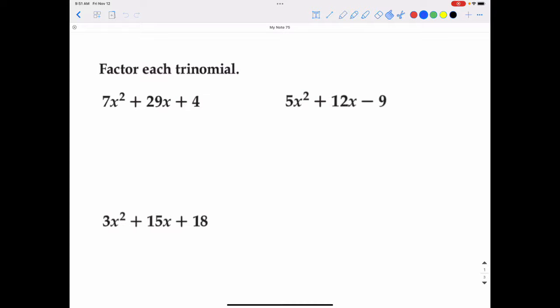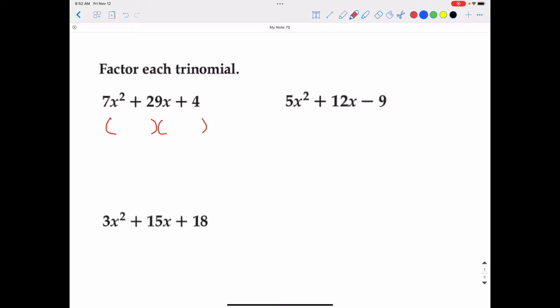Here are some more factoring trinomial questions. 7x squared plus 29x plus 4. As usual, we always check to see if we can factor by distributive property, which we cannot because no number goes into 7, 29, and 4. So we must open up a binomial pair. So open up my two sets of parentheses.